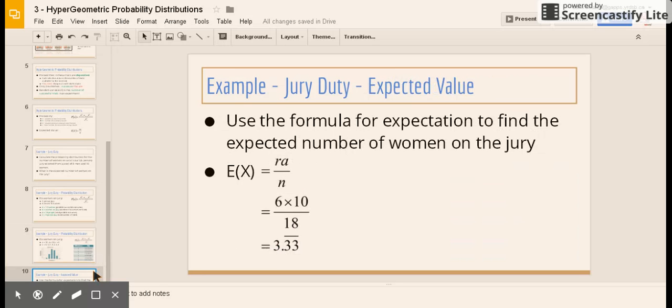And finally, my expected value: I plug in my values, R times A divided by N, and I get 3.3, approximately 3 women on the jury.